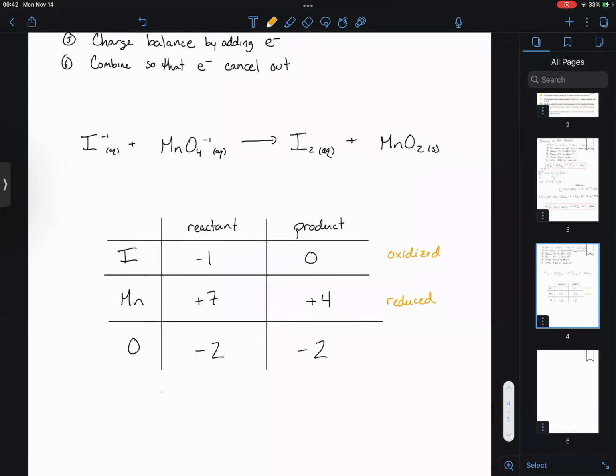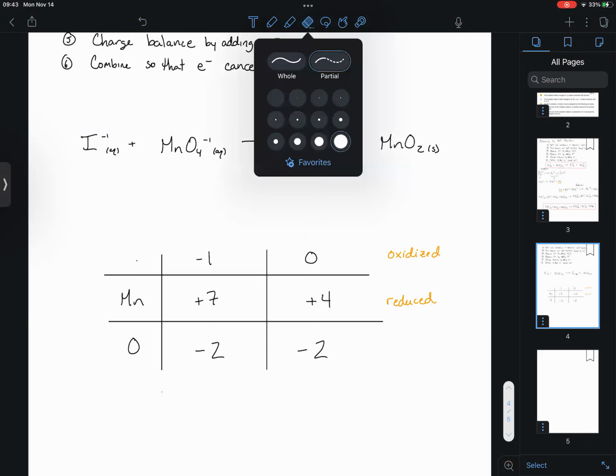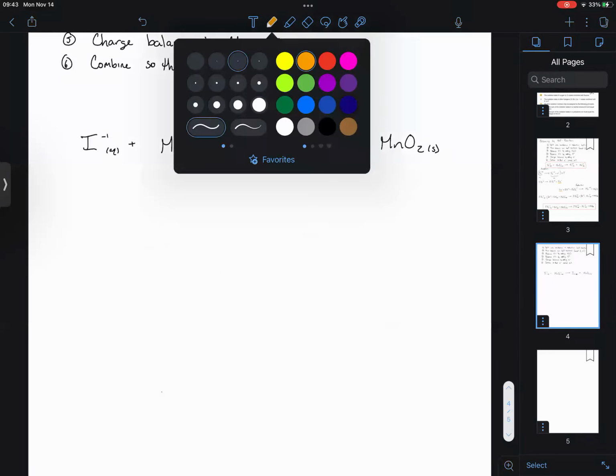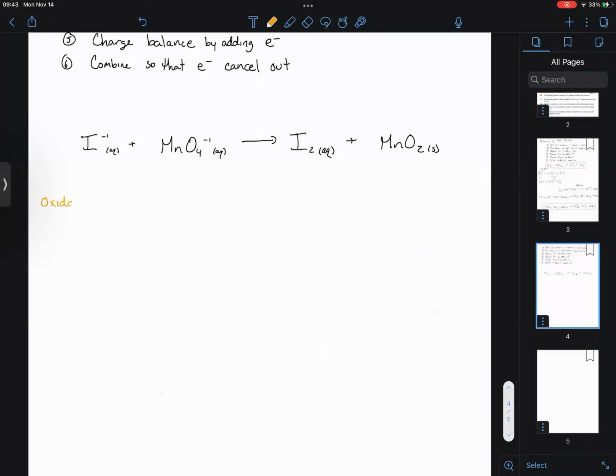All right, so again, first thing that we learned how to do for this chapter is just building these oxidation tables and determining what's being oxidized and reduced. That's hopefully review, but I know that it's something that's particularly tricky. All right, so moving on here, now we're going to balance this reaction using our half reaction method. I'm going to split it up into the oxidation half reaction and the reduction half reaction.